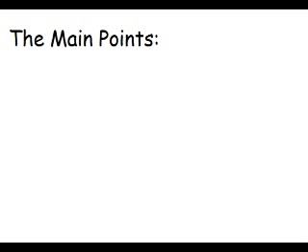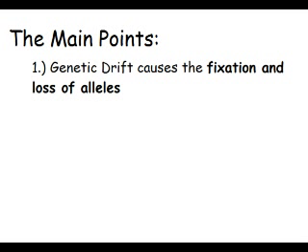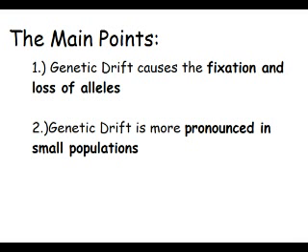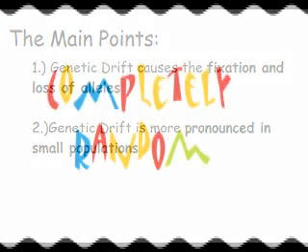So, to recap, in case you people weren't listening, genetic drift causes the fixation and loss of alleles. Genetic drift affects small populations more quickly than large populations. And of course, genetic drift is completely random.